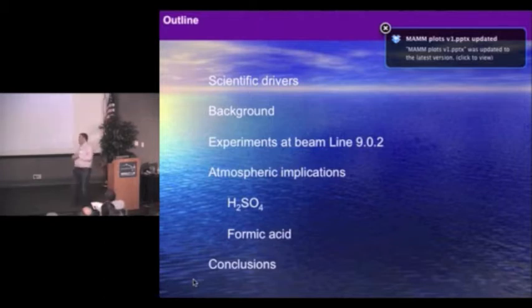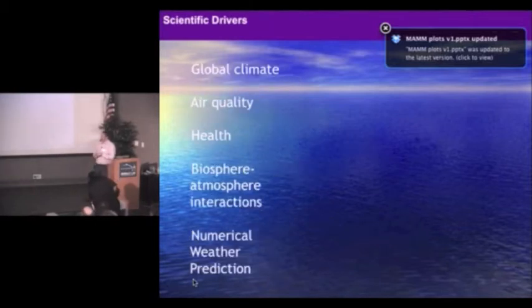And then somewhere where we've actually done some measurements in the atmosphere of formic acid, and we think that's because of the Criegee radical reactions as well. And finally, a few conclusions.